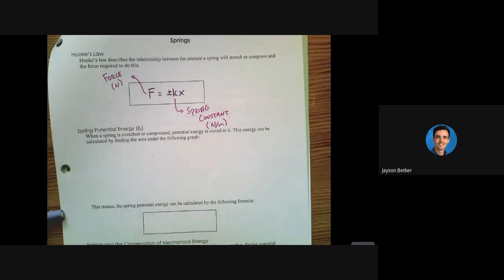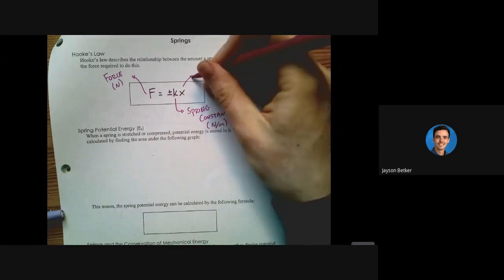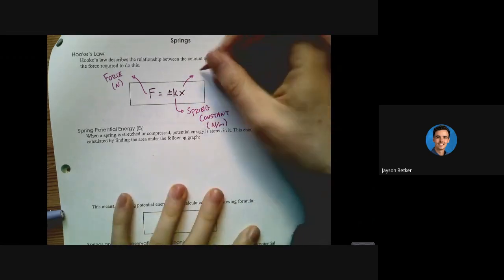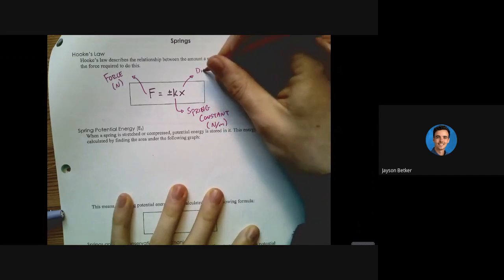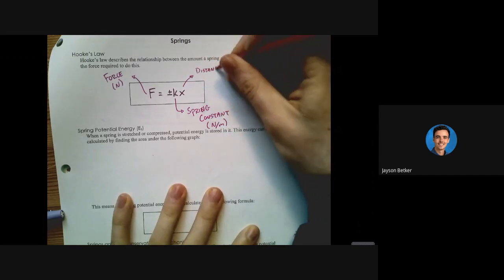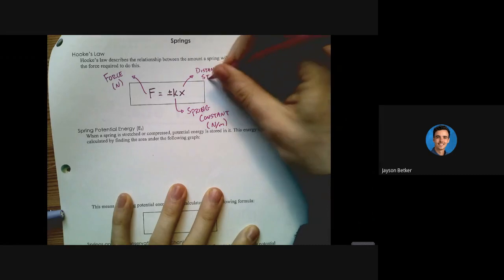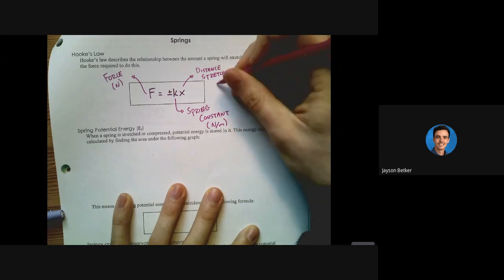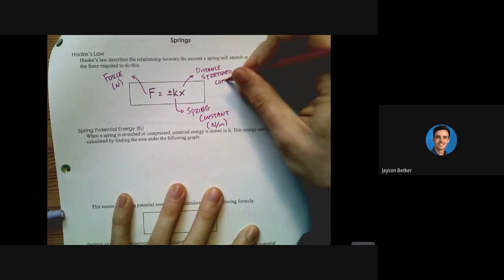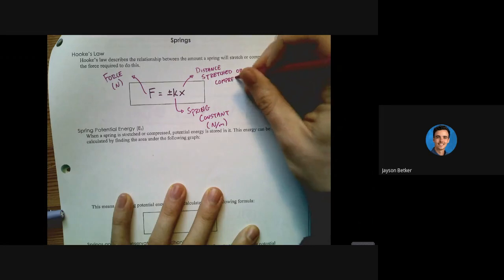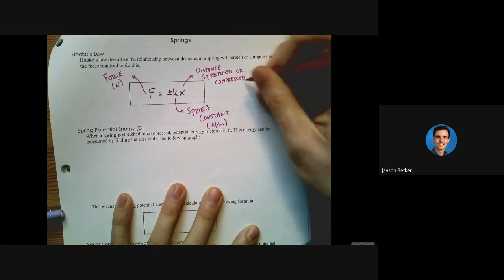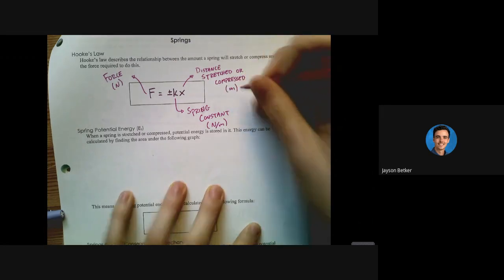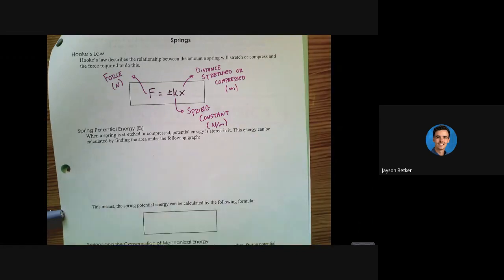Newtons per meter. And what you'll notice is when I write out what x stands for, right? x is just the distance stretched or compressed. And we'll always measure distance in meters, right? So when we measure distance in meters, we'll notice that in the newton per meter, the meters will cancel and we end up with just newtons.